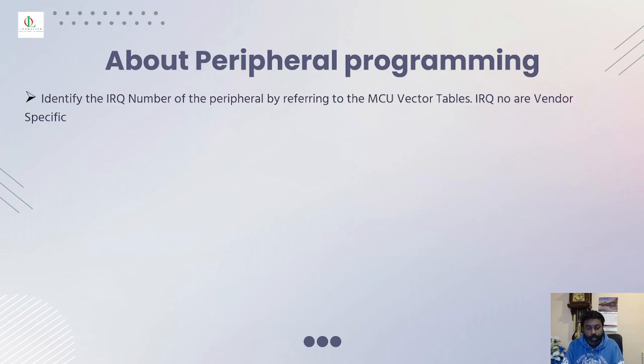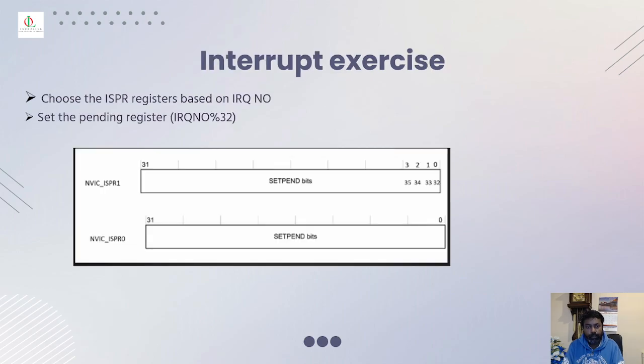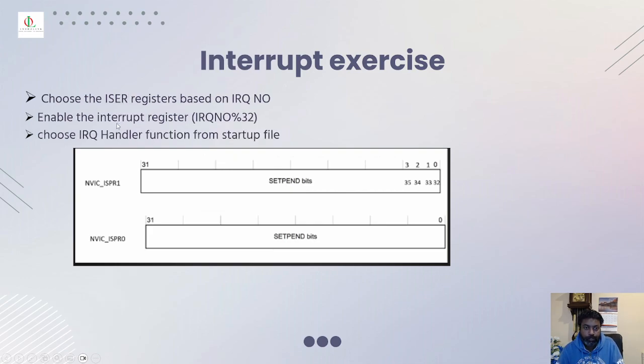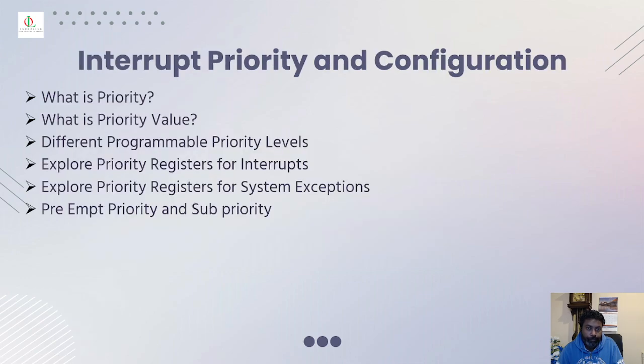Identify the interrupt request number of the peripheral by referring to the vector table. Then how are you going to do it? This is the one I'm going to show you in the program now. First, choose the ISPR register based on the IRQ number, the interrupt number, and set the pending register bit, IRQ modulus 32. Our IRQ number is 38, and if you do modulus of 32, you need to enable that bit. So that's what this pending register actually does. Choose the IRQ handler function from the startup file, and you will go.